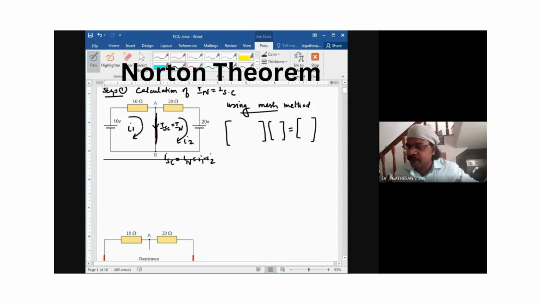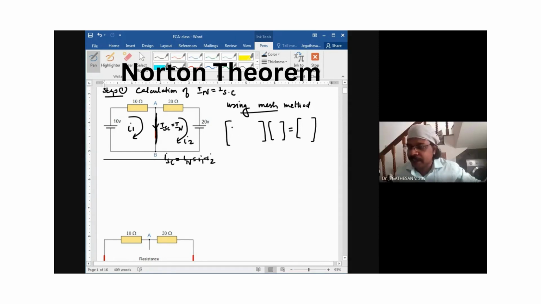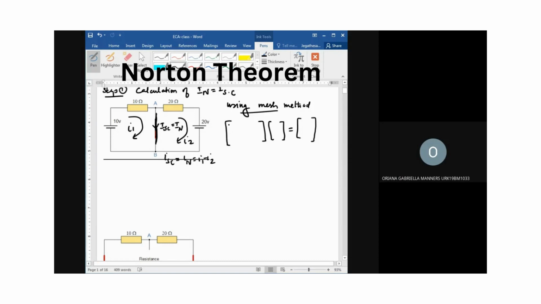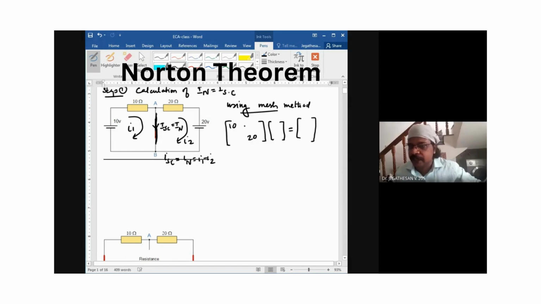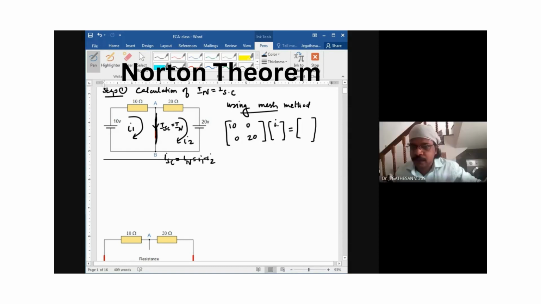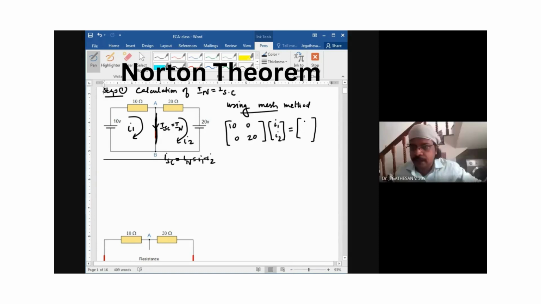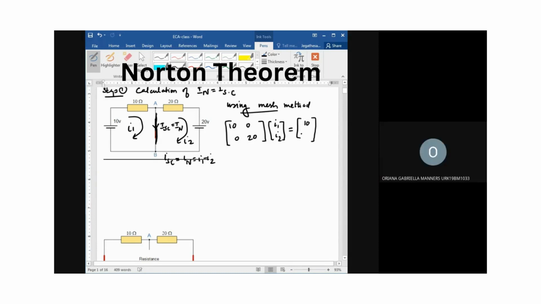What is the resistance available in the first mesh? How many resistors are there? Sir, 1. Or tell me the sum of that. Sir, 10. Okay. Then the second mesh? 20. Okay. Common between first and second? 0. This is I1, this is I2. Tell me the voltage then. Sir, 10. And minus 20. Okay, now it will give me the values of I1 and I2.